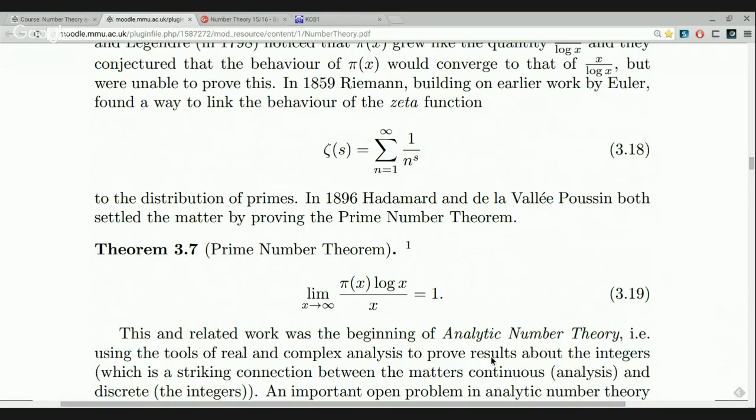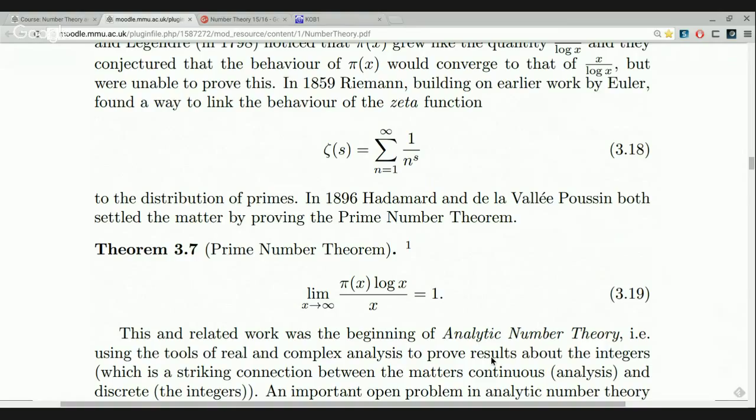Okay, so when you take the ratio of these two quantities, pi of x divided by x over log x, this approaches 1 as x goes to infinity. So this gives us a measure, as x gets large, of the density of the primes.